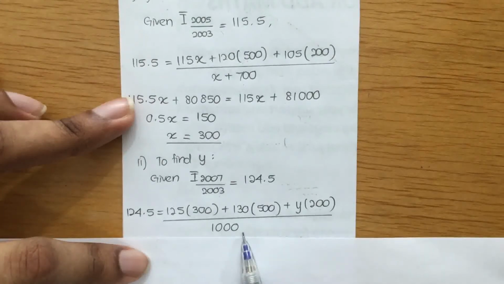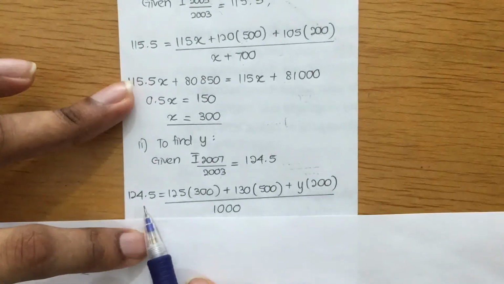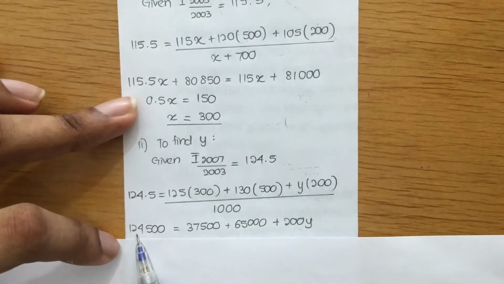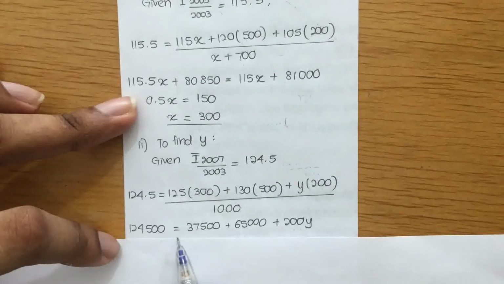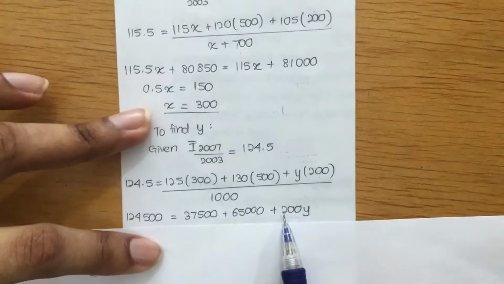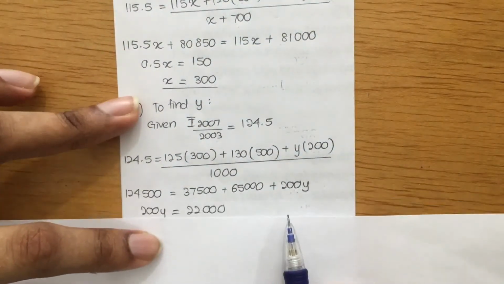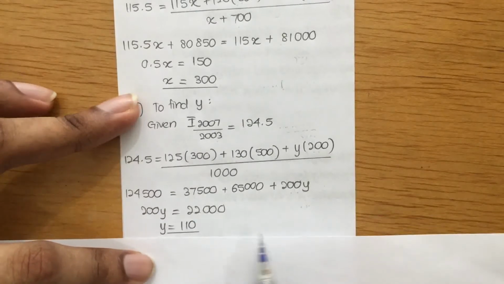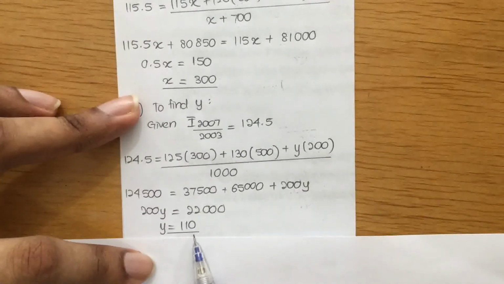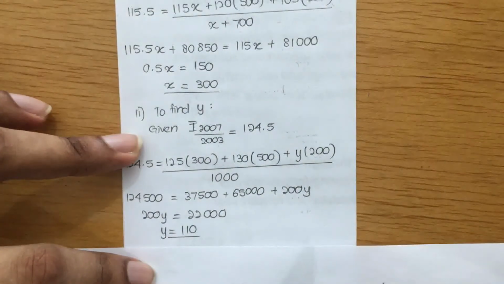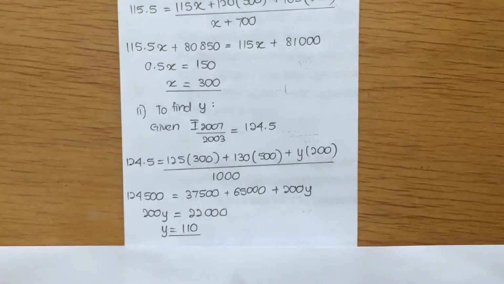So this is the summation of the weightage, guys. So 124.5 you times with 1000. So from here you get 124,500 equals 37,500 plus 65,000 plus 200Y. From here 200Y will be equal to 22,000, and from here you get your Y value is equal to 110. So this is your final answer, guys. So we have already got our X and Y value. Let us proceed to the question part B.